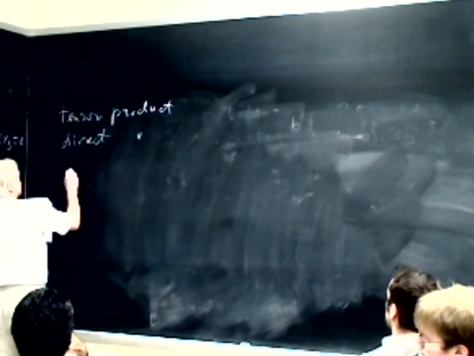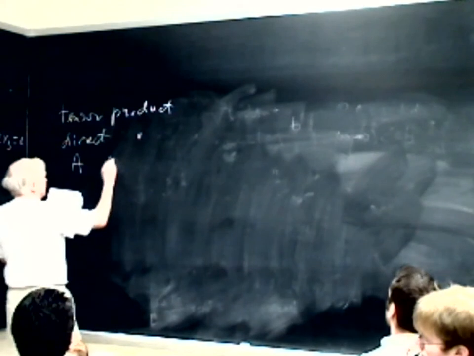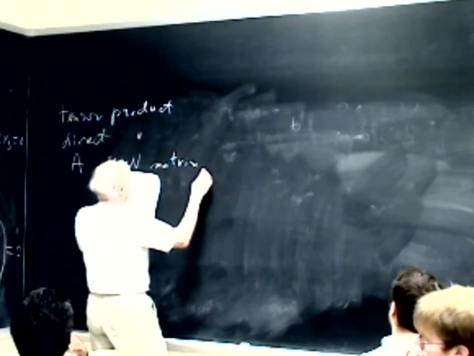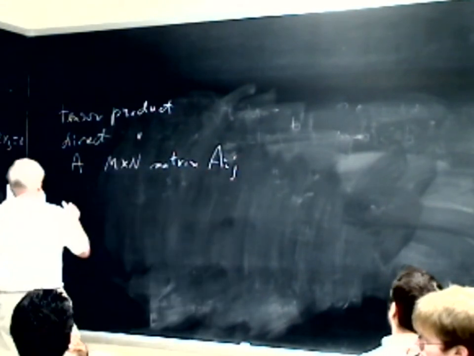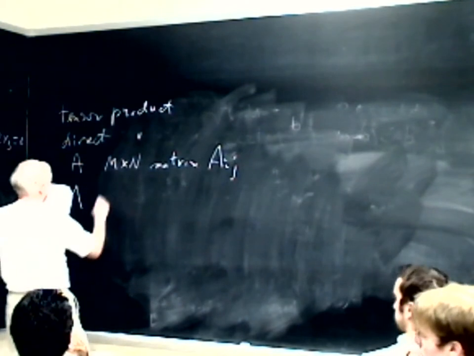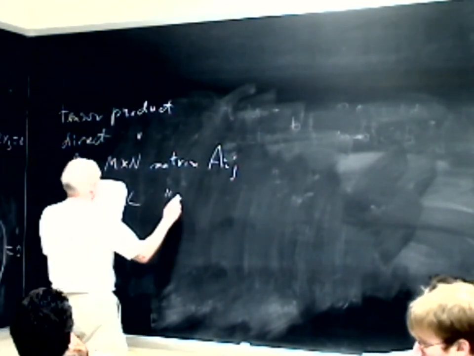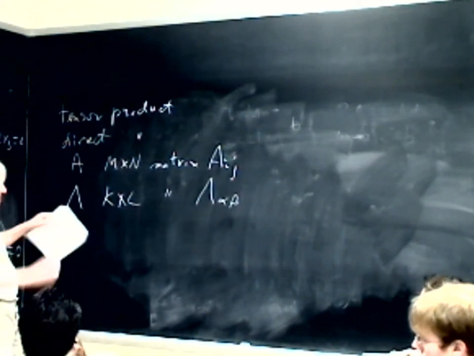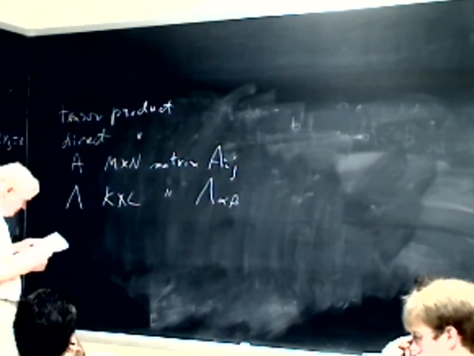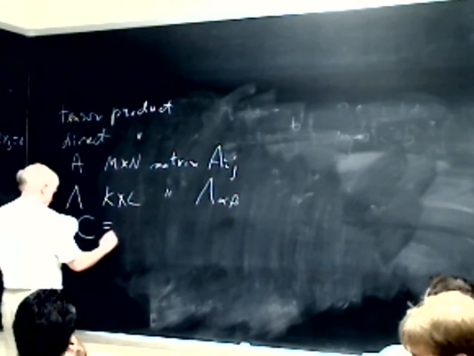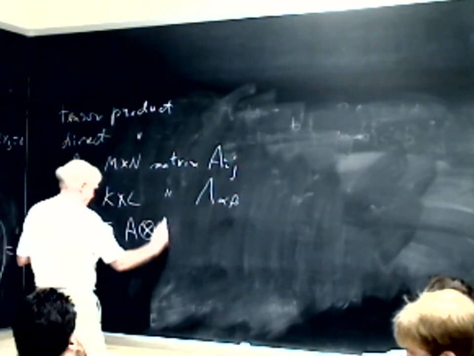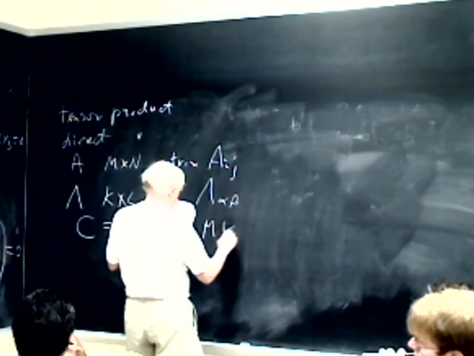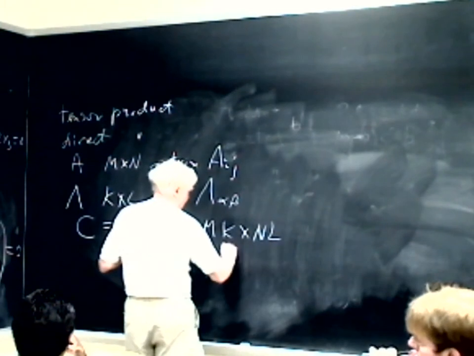So, for example, suppose A is an m by n matrix with elements Aij. And now lambda is a k by l matrix with elements lambda alpha beta. So I'm using Greek to say that that's the other operator there. The direct product of A and lambda, written this way, is an mk by nl matrix.